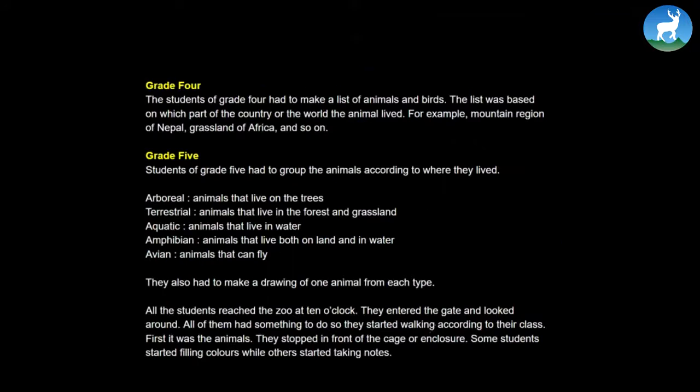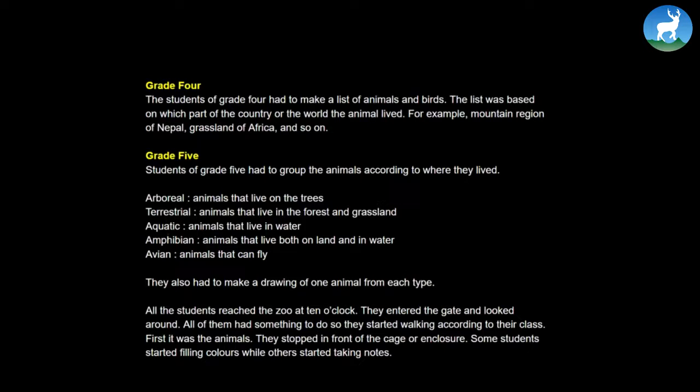So let's move further. Now, grade 4. The students of grade 4 had to make a list of animals and birds. The list was based on which part of the country or the world the animal lived. For example, mountain region of Nepal, grassland of Africa, and so on. Grade 5. Students of grade 5 had to group the animals according to where they lived.